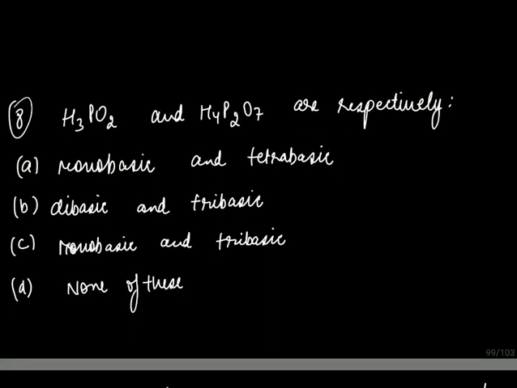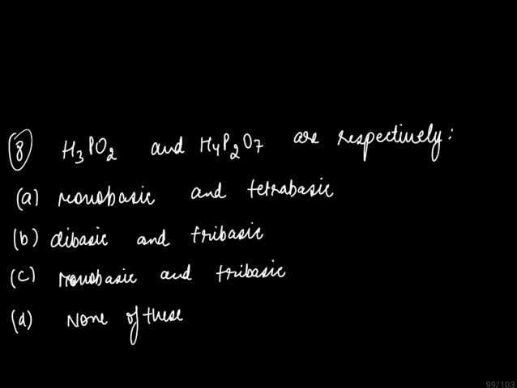Now we come to the next one. H3PO2 and H4P2O7 are respectively what? Now this I might have told you in the basicity part as an exception. I still haven't discussed the structure over here, but we'll be doing it soon. So H3PO2 is a monobasic acid.